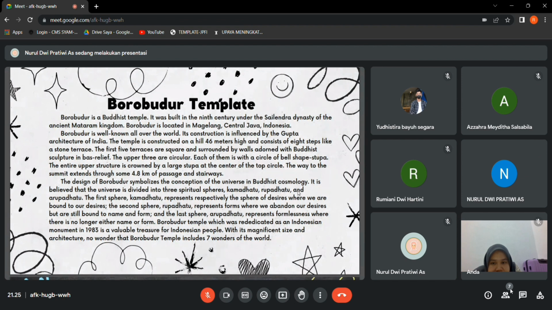Buddhist temple. It was built in the ninth century under the Sailendra dynasty of the ancient Mataram Kingdom. Borobudur is located in Magelang, Central Java, Indonesia. Borobudur is well known all over the world. Done, ma'am. Okay, all of you done reading the text?